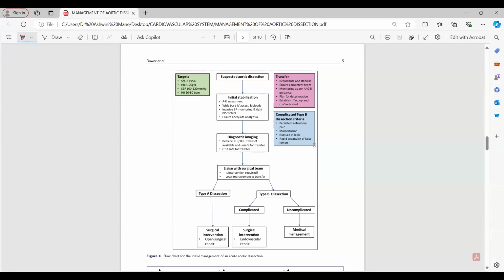Complicated type B aortic dissection includes persistent refractory pain, malperfusion, rupture or leak, and rapid extension of the false lumen. And consider transfer if definitive treatment is not available at your setting, after resuscitating and stabilizing. During transport, make sure proper resuscitation is done. The patient should be stabilized. Ensure the team is competent. Monitor as per guideline. Plan for deterioration and establish if scoop and run is indicated.